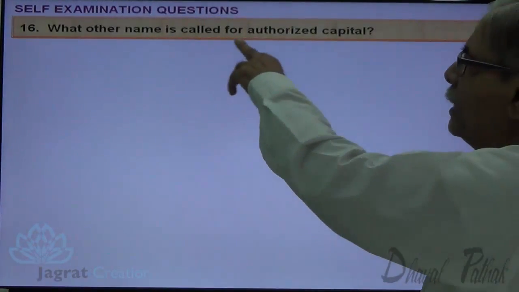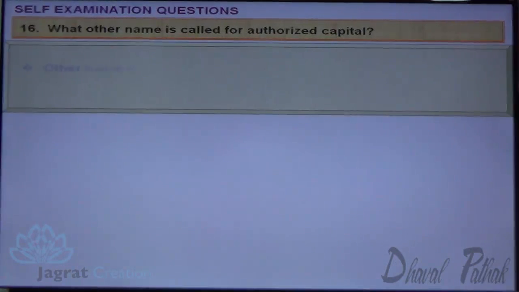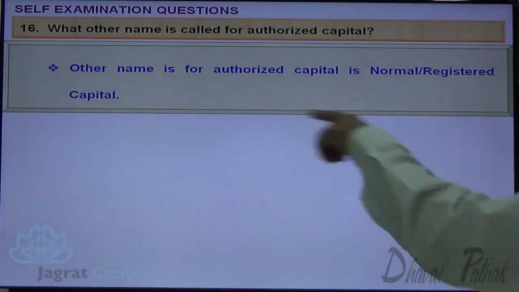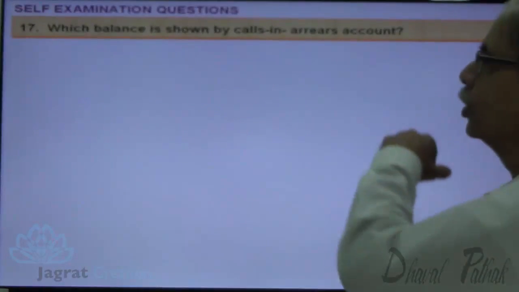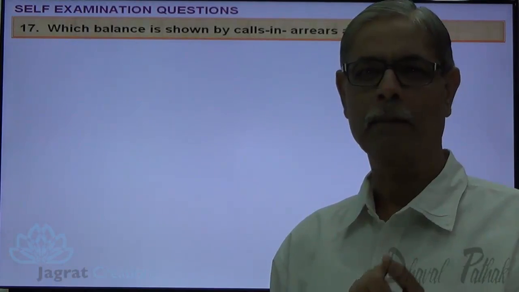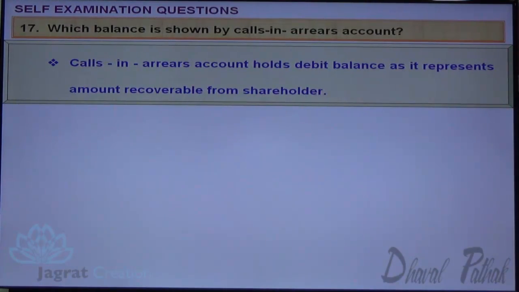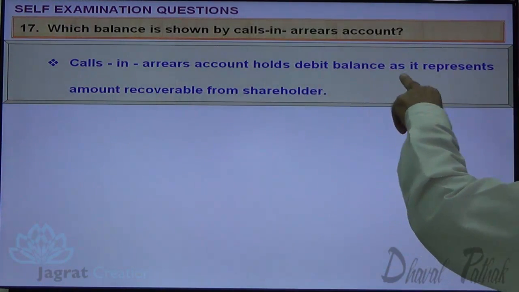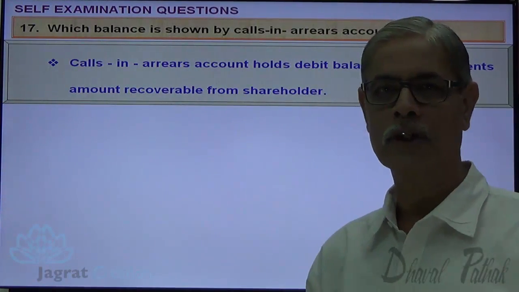What is authorized share capital called? What are the other names of authorized share capital? Nominal capital and registered capital are the other names of authorized share capital. Which balance is shown by calls in arrears? Calls in arrears represents the amount recoverable, an amount recoverable as a debit balance. So calls in arrears account holds a debit balance as it represents the amount recoverable from shareholders.